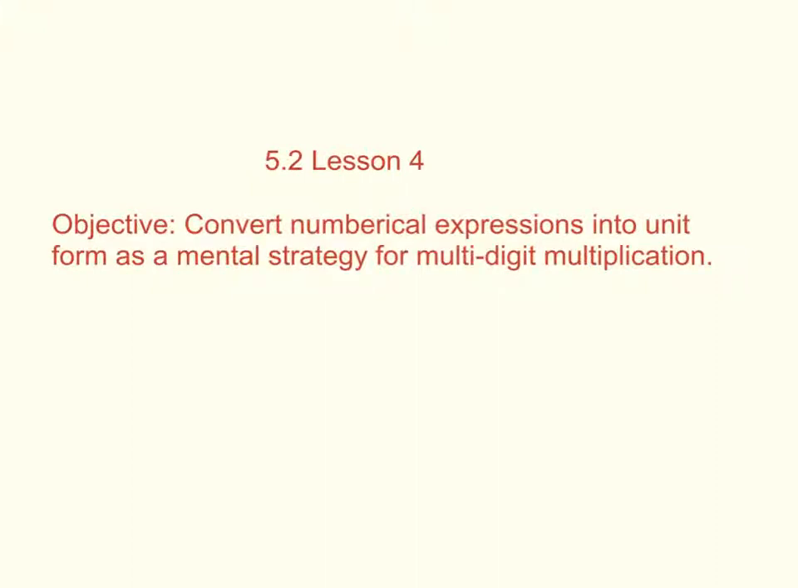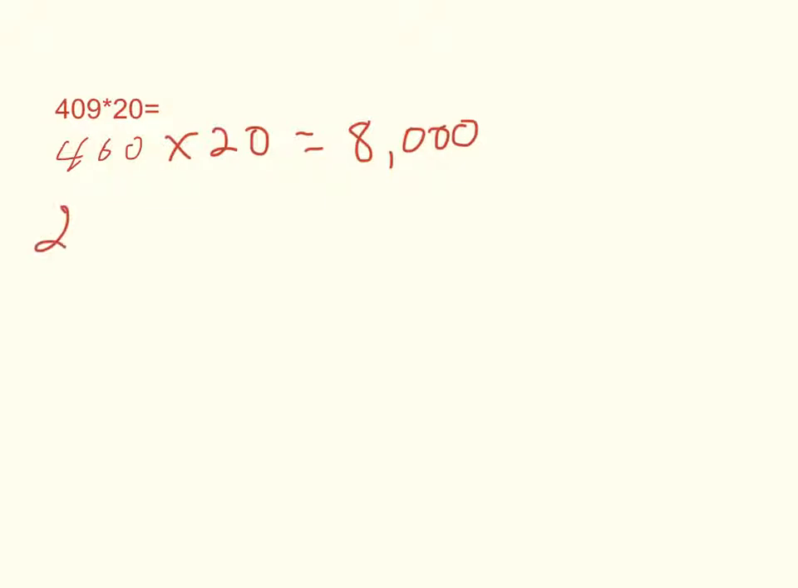Today we're going to convert numerical expressions into unit form as a mental strategy for multi-digit multiplication. Let's start by rounding these numbers and then multiplying. What are you going to round them to? 400 times 20 equals 8,000. How about if I asked you to do 12 times 3?